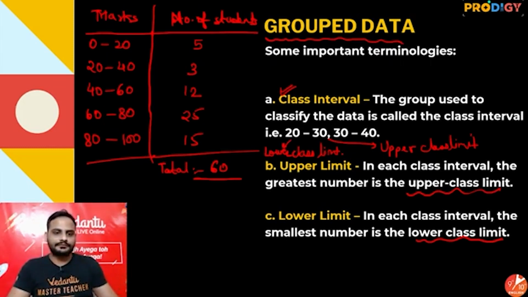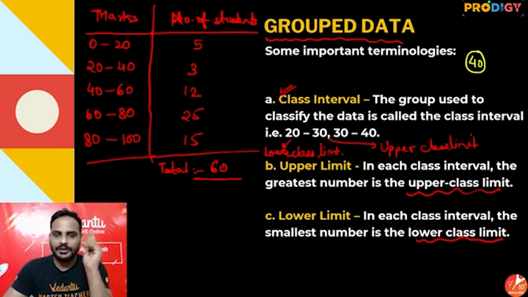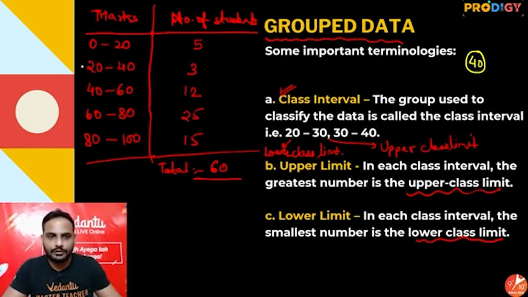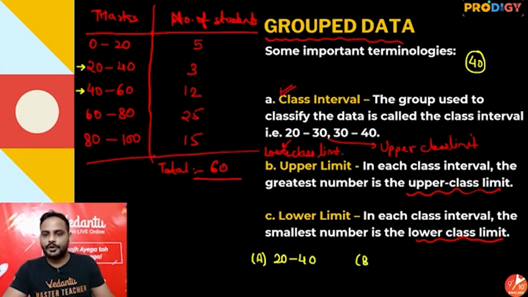Now the main thing you need to understand, guys, you will see. Suppose a student has got, let's say, 40 marks, okay? Now I ask you, where will you keep this student? Will you count the student in the group 20 to 40, or in the group 40 to 60, or will you count him in both? Option A, 20 to 40 group; option B, 40 to 60 group; and option C, both.